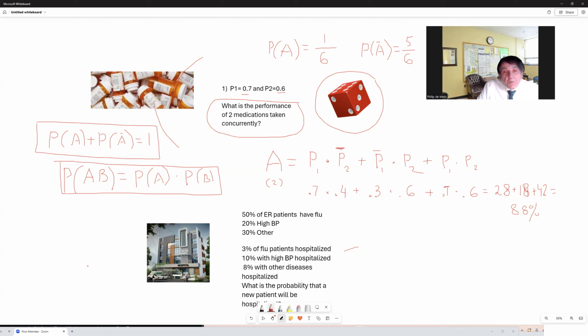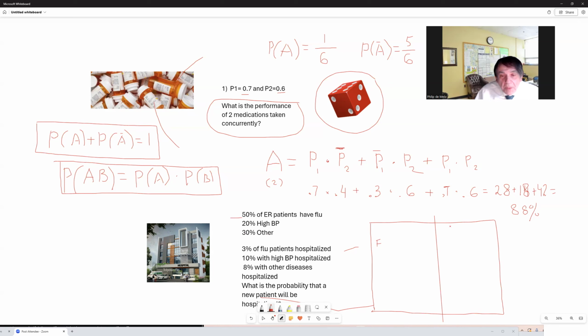So what we have to do first is draw a square or rectangle like this, it doesn't matter. What happens is that 50% of patients have flu. So I put here F, flu patient. I'm just repeating what is written, but I put it in the drawing.